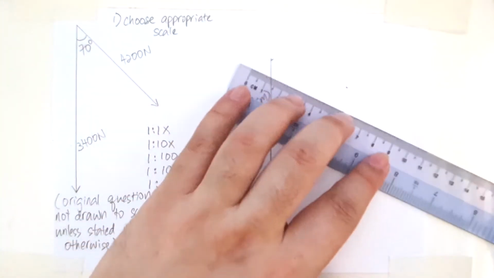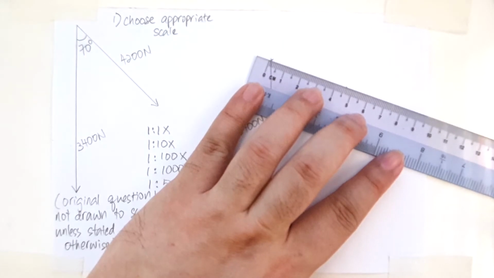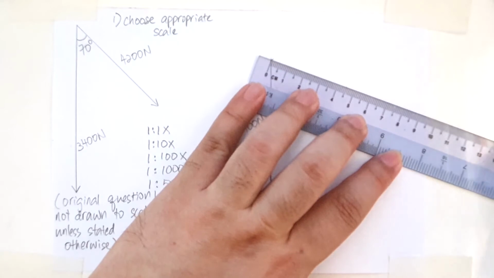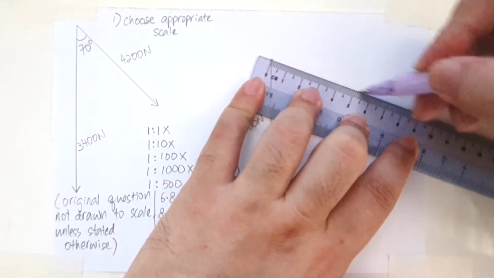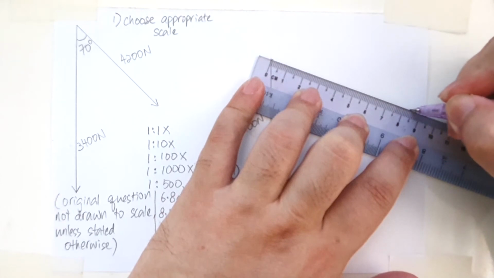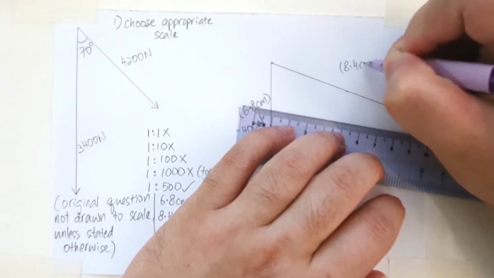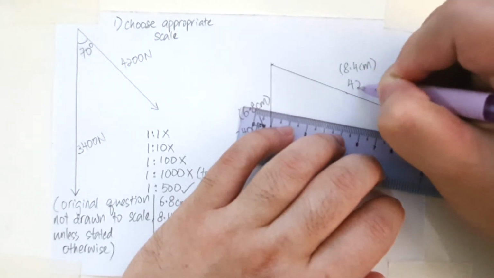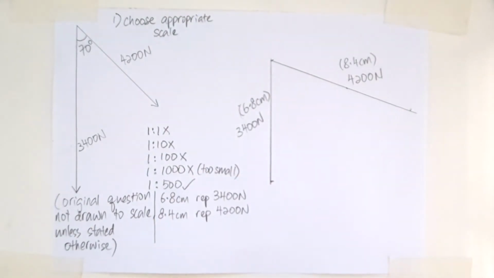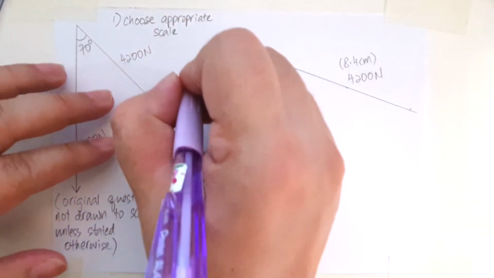Also, look at how I draw the vector 4,200 newtons. I'm going to extend a long line, which is more than 8.4 cm, and then I will mark out 8.4 centimeters. Having extra lines, you can always erase it later. But if you have too short a line, you're going to extend it inaccurately later, so might as well draw a longer line.